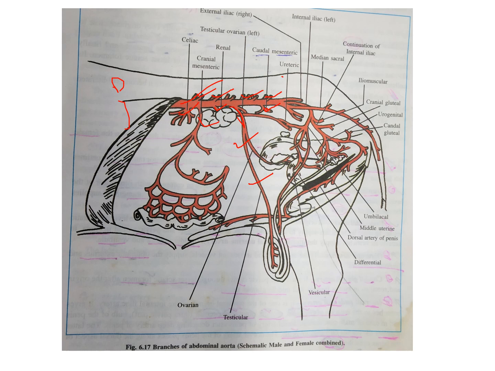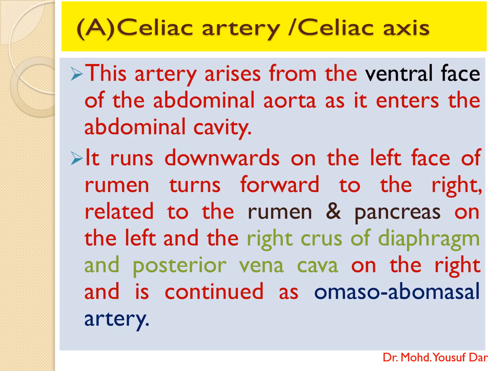And finally, at the fifth or sixth lumbar vertebrae, it undergoes quadrification by giving two external iliac arteries and then two internal iliac arteries, and then it continues as the median sacral artery. Now coming to the first collateral branch of the abdominal aorta, that is known as the celiac artery. When the aorta enters the abdomen through the hiatus aorticus, the first artery that arises from the abdominal aorta is the celiac artery.